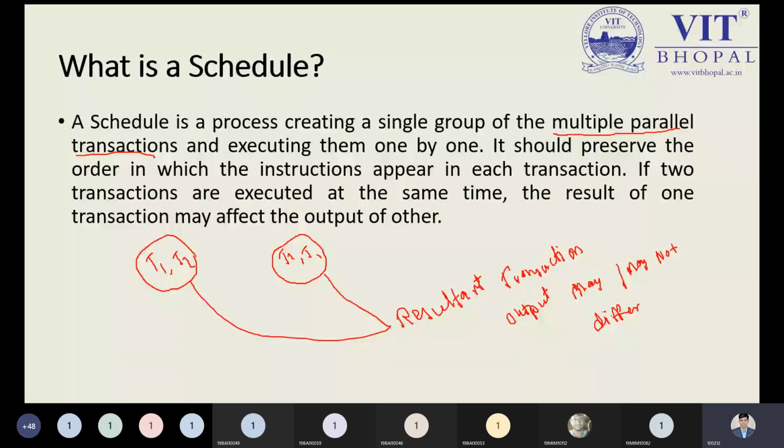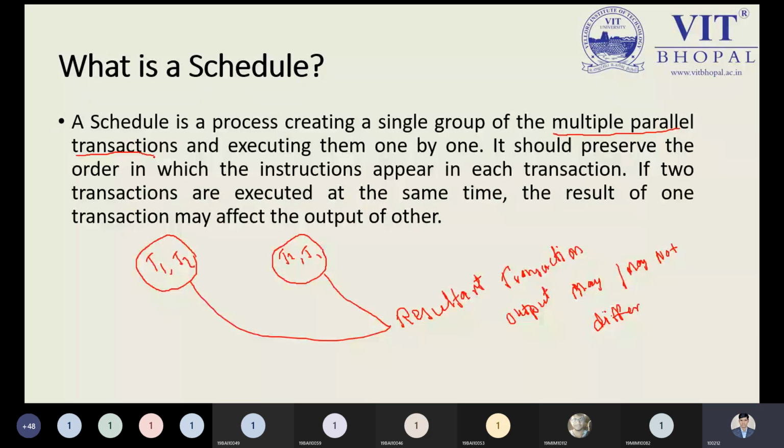Suppose you deposit 1,000 rupees from your ATM card, and at that moment your family member deposits some amount into the same account from which you are depositing. So two parallel transactions can be done on the same account, and that is known as multiple parallel transactions. We can manage multiple parallel transactions. So suppose we have transactions T1 and T2, and T1 and T2 run or execute parallelly.